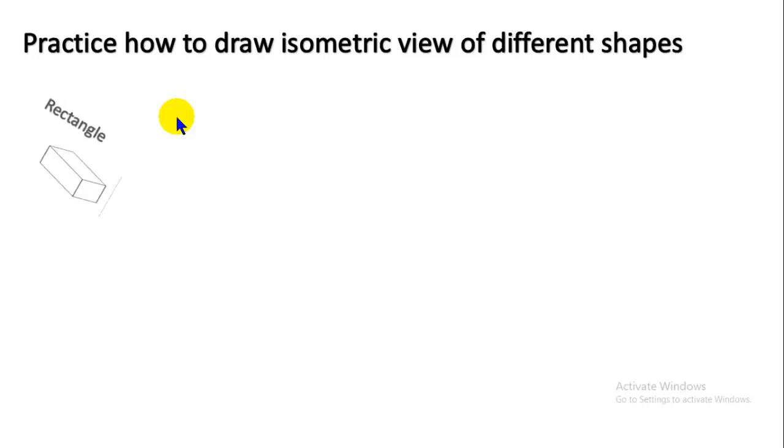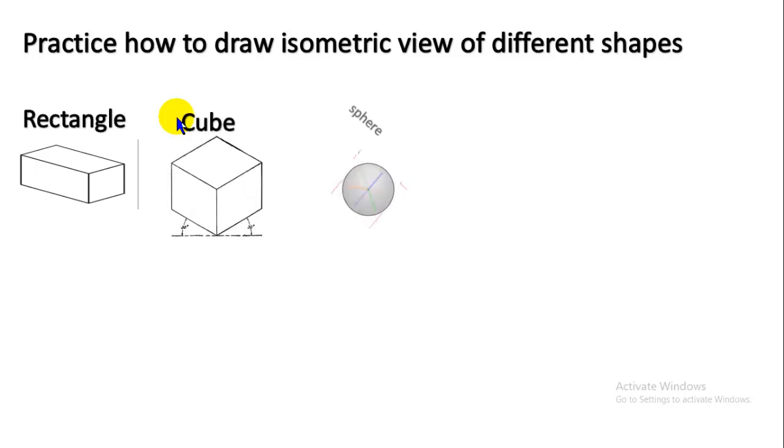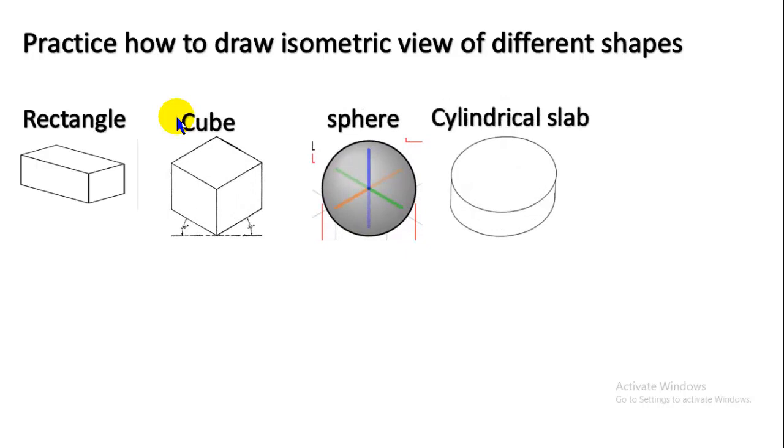So what are the shapes? First one is the rectangle. First you need to learn how to construct the rectangle in isometric view, and in the same way the cube, and then the sphere. Sphere is very simple. If you draw the circle with the actual dimension, that is enough. Sphere is the easiest thing in isometric view. If you get a problem with a sphere and cube, 10 minutes is enough to score 30 marks. That is how easy the isometric view is.